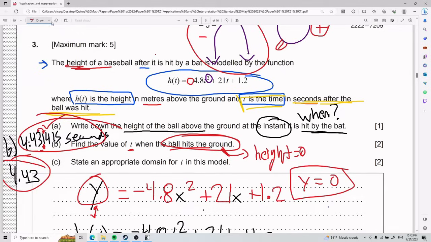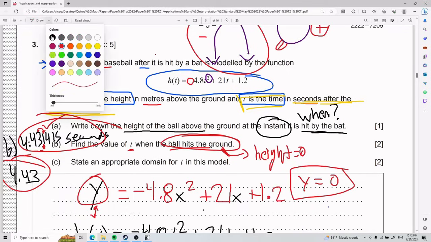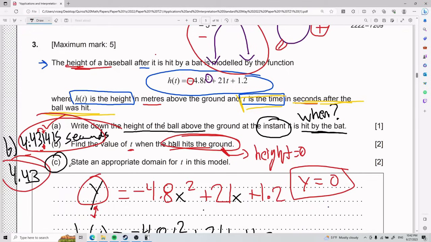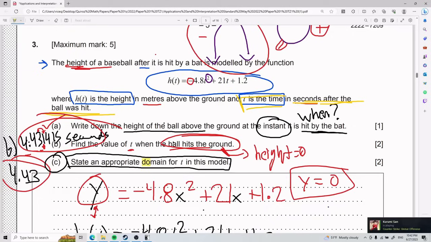All right, whatever. Now the last part, which we actually talked about a little bit earlier, we have part C. For part C, we need to state an appropriate domain for T in this model. Now I'm sure some of you are already thinking, what the heck is domain?